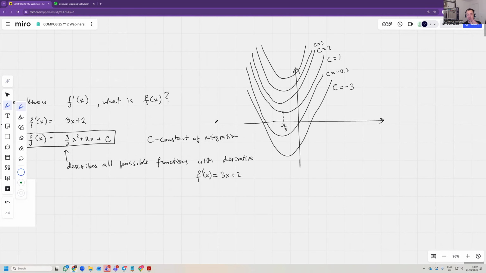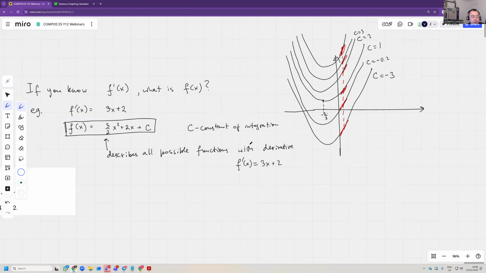And you can see that the gradient of all of these functions that I have drawn, they all have the same gradient at the same point. So if you take this point, for example, and you draw down, they all have the same gradient at that point. And that's the idea. Because if you know the gradient function, what is the function? There are multiple possibilities.